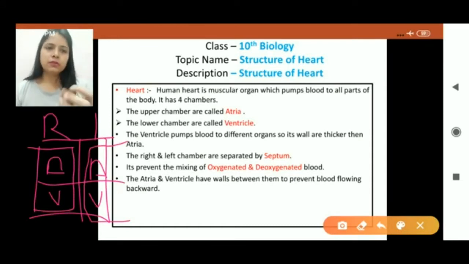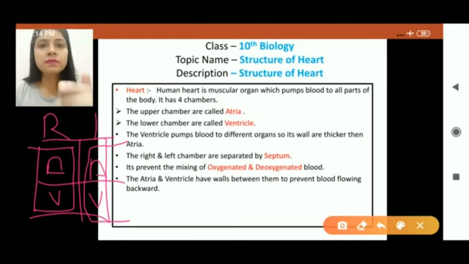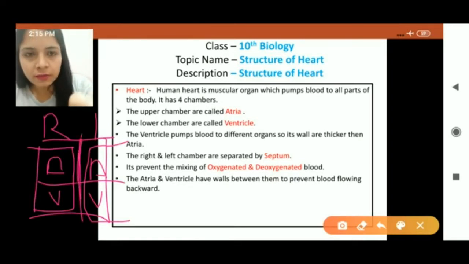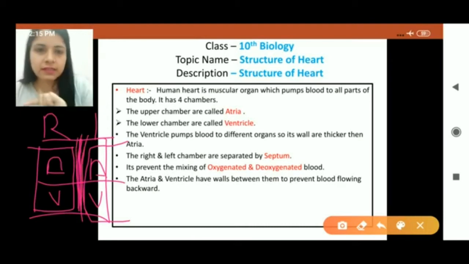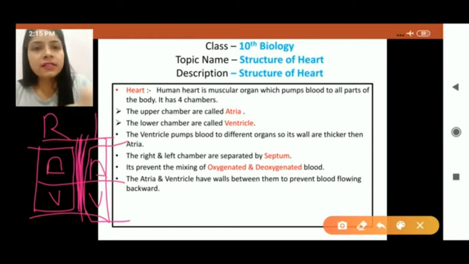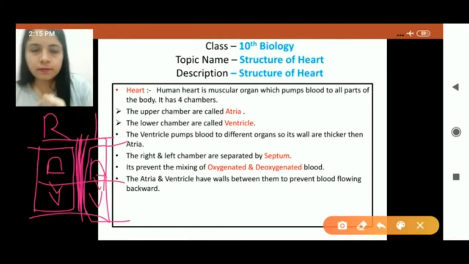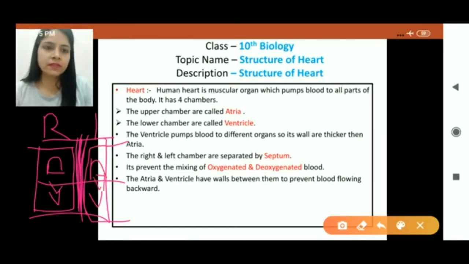Did you ever think why deoxygenated and oxygenated blood do not mix? Just because of the septum. Here is a structure like this. It prevents the mixing of oxygenated and deoxygenated blood. Then these atria and ventricles also have a structure that is called valve. So what is the function of valve? Let's see.